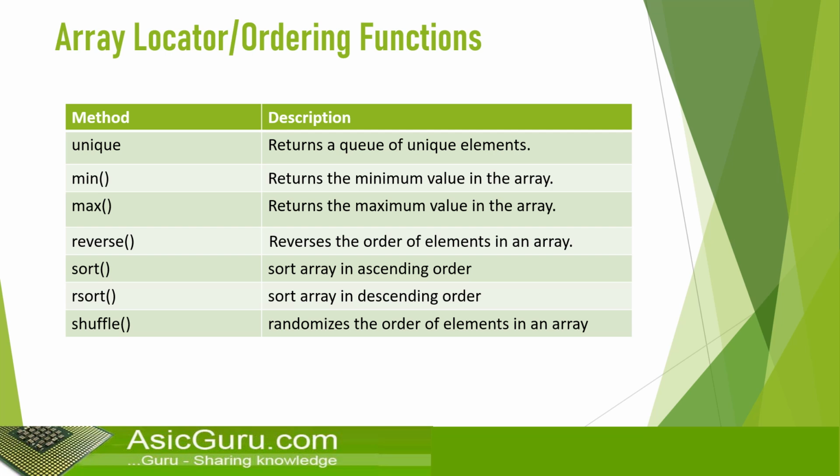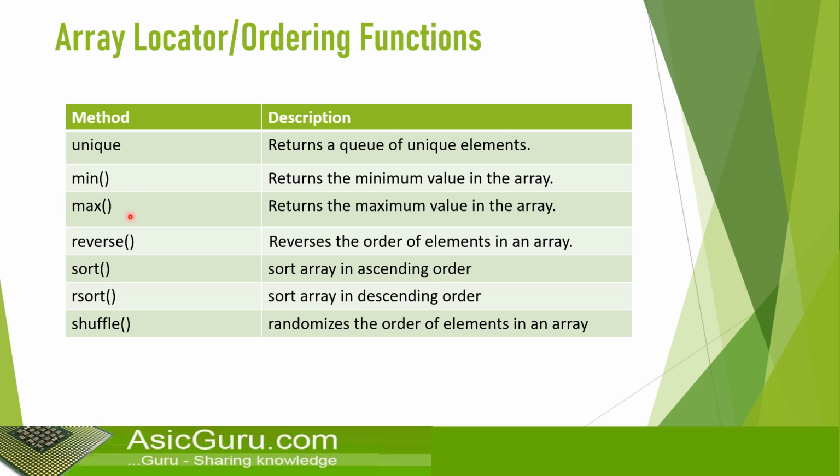So next we have locator and ordering functions that help us analyze and organize data in SystemVerilog. First we have the unique method. It returns a queue of unique elements from the array and removes all the duplicates. Next we have min. It returns the minimum value in the array, so it is useful for quick comparisons.